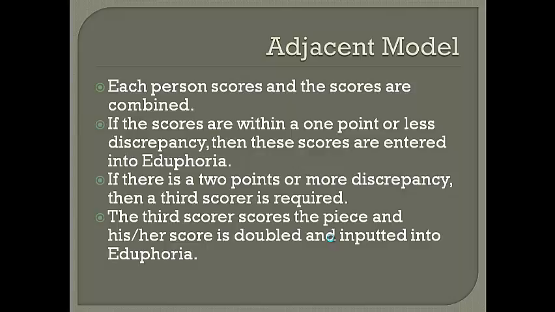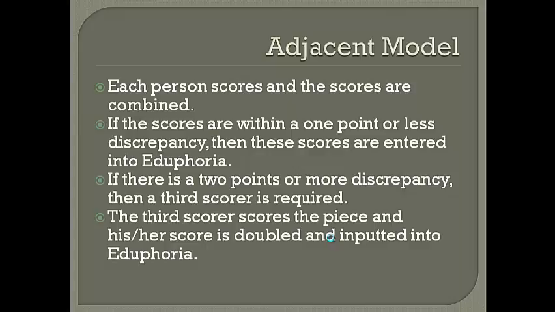If there are 2 points or more of discrepancy, then a third scorer is required. I'll talk to you more about that, but I want to go back to the adjacent model. When two people score it, they can have the same score. I can score something, and another person will have the same score. It could be a 3 and a 3, and that is a 6. Their scores will be combined and put into Eduphoria if it's the same score, like a 3 and a 3, a 2 and a 2, or if they're only 1 point off in discrepancy.